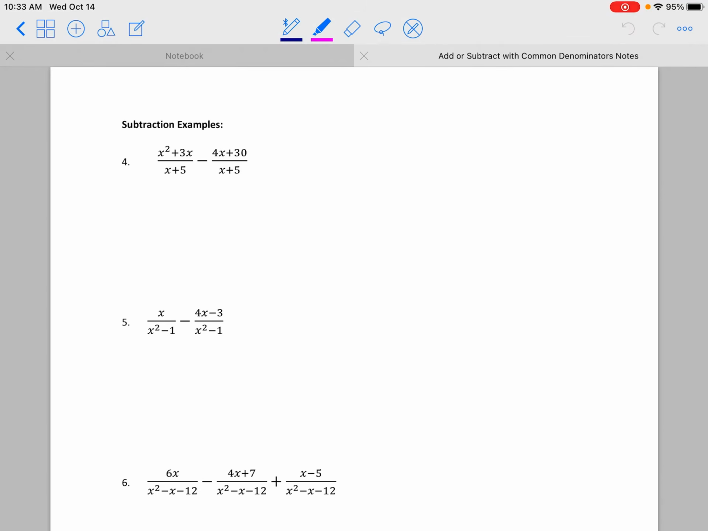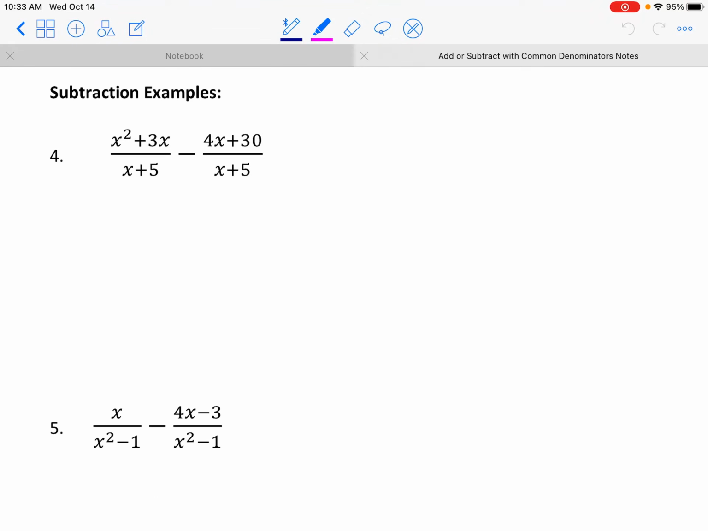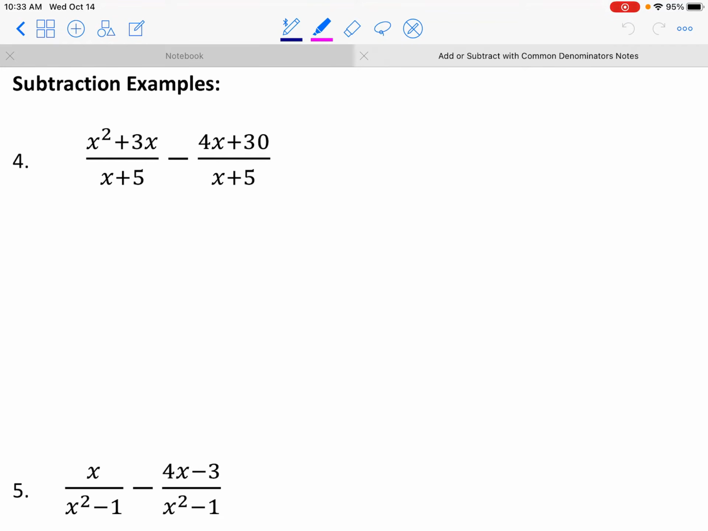Let's look at some subtraction problems next. Subtraction, we have to be a little more careful because we have multiple terms in our numerators that we may have to subtract. So when we see subtraction, we are subtracting this entire fraction. So I need to make sure that that subtraction applies to the 4x and to the 30. All right, so when we see the subtraction, we have to distribute the negative. So if we distribute the negative, what happens is we can change this to a positive. If we distribute the negative here and here, then we can just combine like terms.